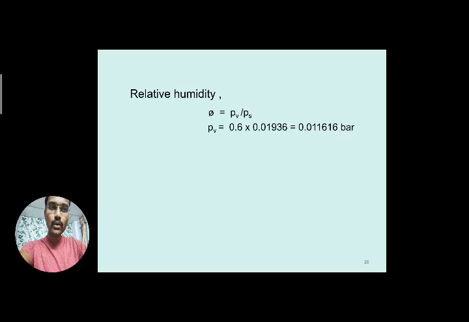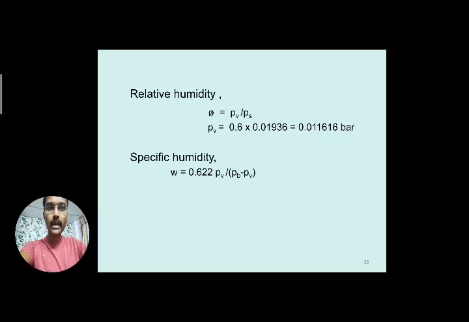This is the formula where you can find out the partial pressure of the vapor. PV equals 0.6, the relative humidity of 60% written as a numerical value, into 0.01936, the saturated pressure. So you will get the value 0.011616 bar.